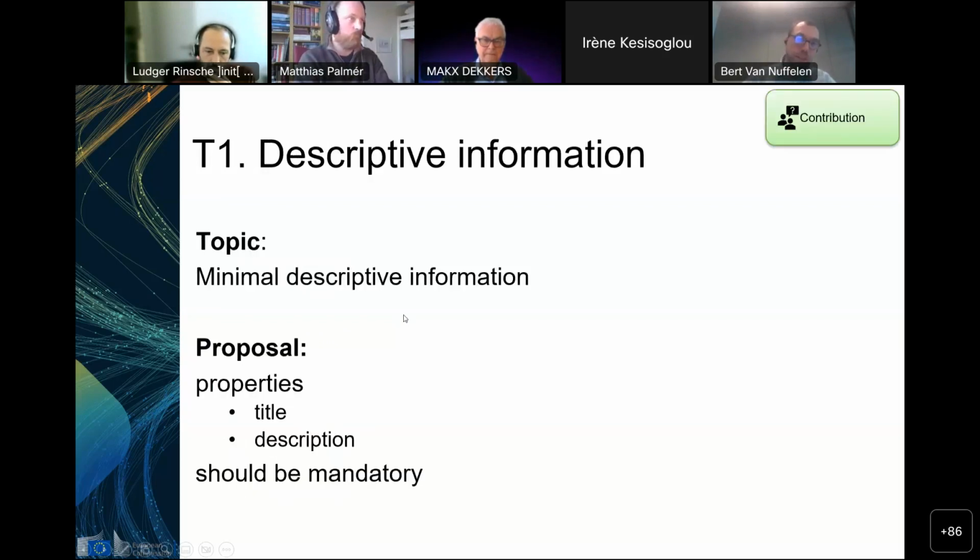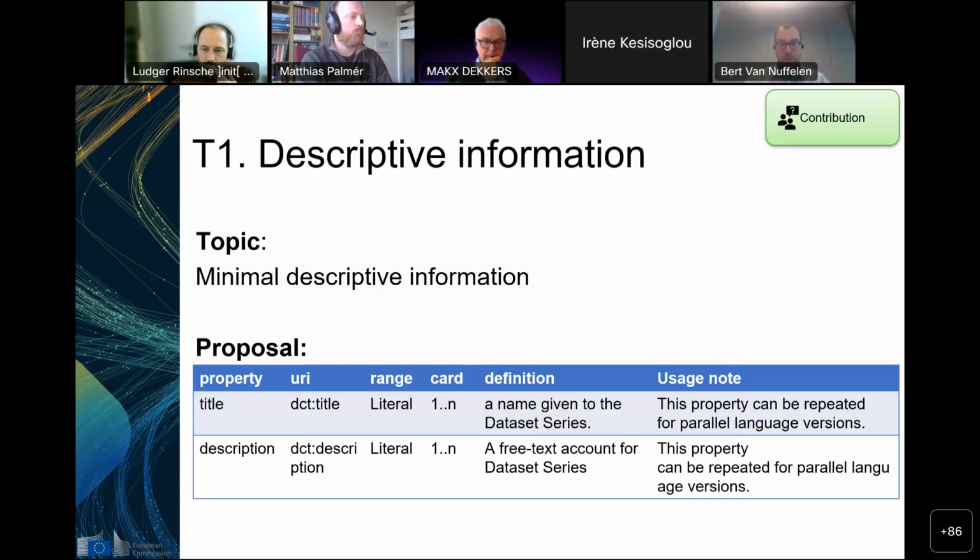Okay, on the descriptive information, there's a need to describe what the dataset series is, and our proposal is to make title and description, like it is for datasets, mandatory. So this is the proposal. In tabular form, as it was given, it's more readable. This is how it looks. So what is your opinion on this, to have at least a title and a description? People are coming in with +1s.